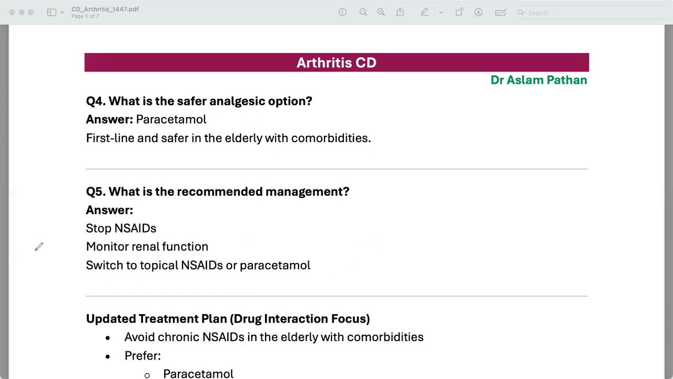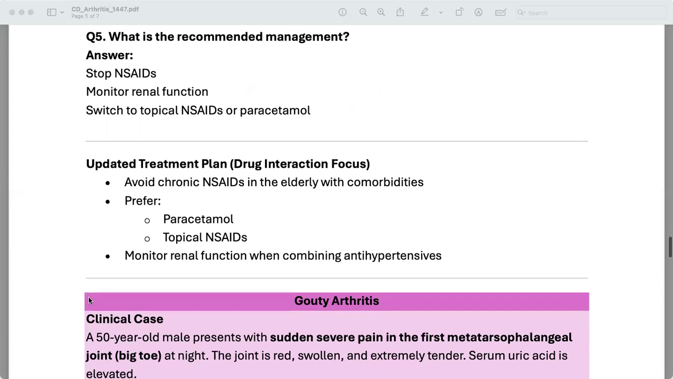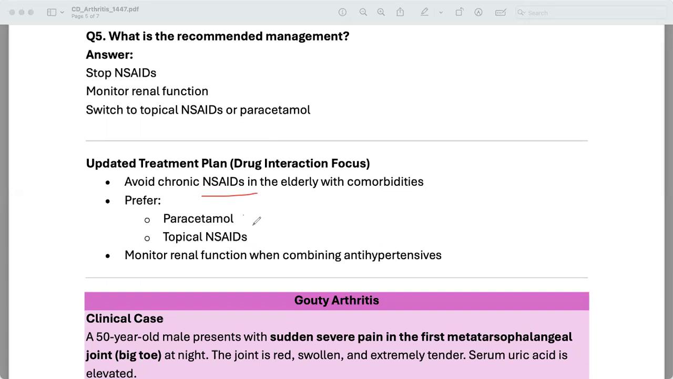So, what will be the updated plan here in the focus of the drug-drug interaction? Avoid chronic NSAIDs like diclofenac and ibuprofen in the elderly with comorbidities. Prefer paracetamol, and if paracetamol is not giving benefit, then use diclofenac topical ointments. Monitor renal function when combining antihypertensives. So this is the best example for the drug-drug interactions, triple whammy effect.